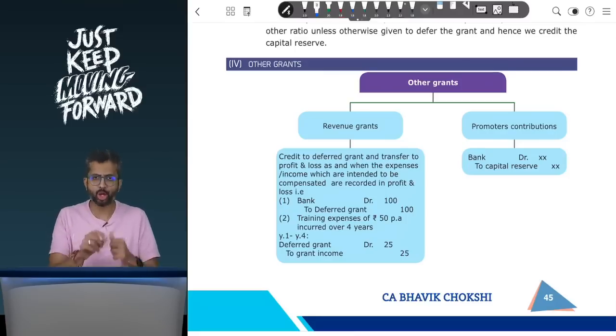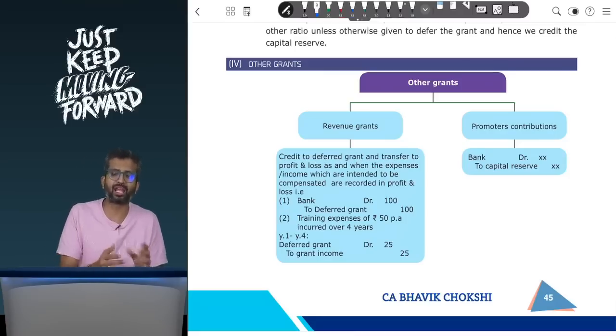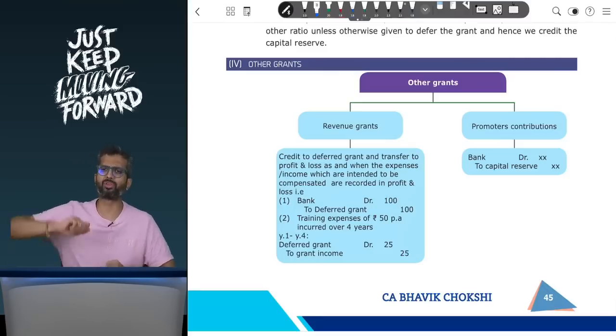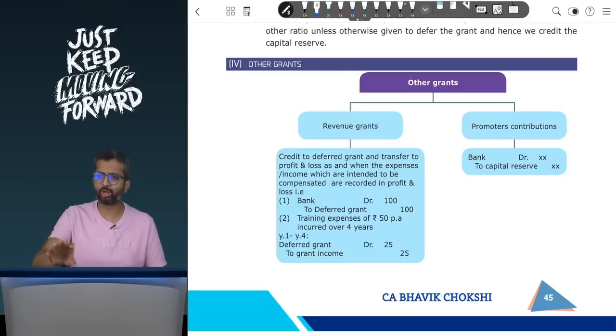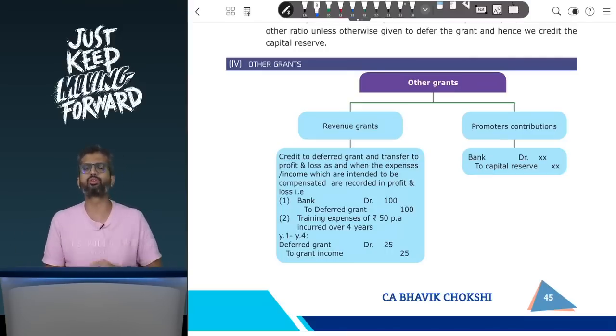or sometimes a grant is for meeting expenses. You can even deduct it from expenses. So you want the employees to be trained. So you have told organizations that we are giving you a grant, you train your employees, so you can even reduce it from the training expenses.